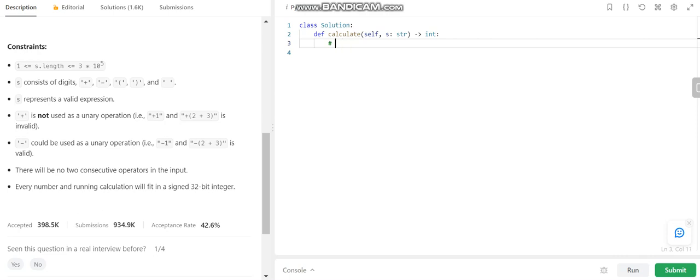And now let's begin the design of the algorithm. I would like to use two stacks to solve this problem. One stack will be nums, which will store all of the integers, and another will be operators, and it will store all of the operators. It will include plus, minus, and brackets.